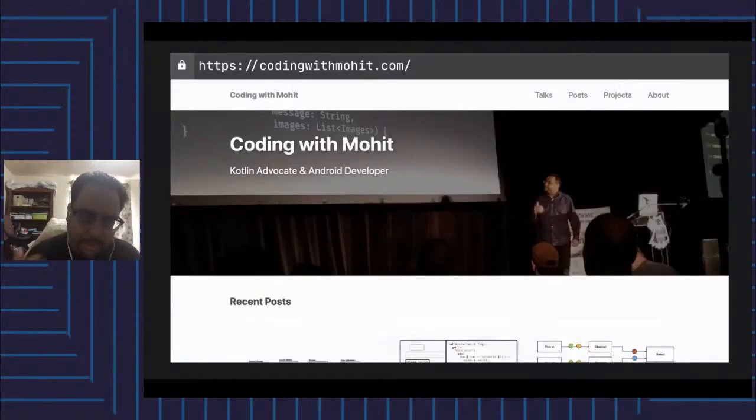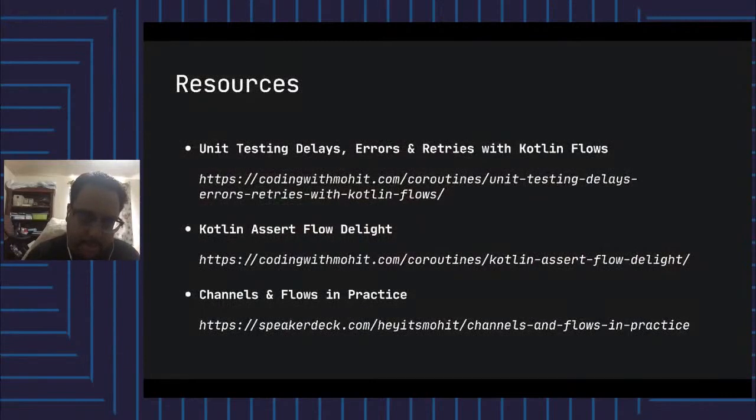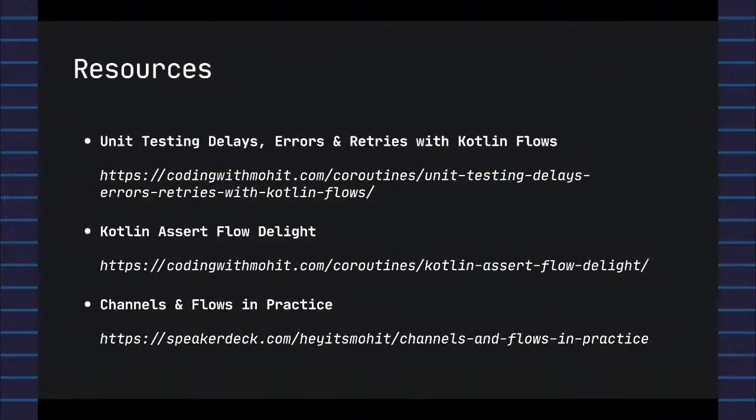I have a website, codingwithmohit.com, that you could check out. I have written posts on how to test coroutines and how channels and flows work, and all that information is useful as you're writing tests for the view model that I just showed. I wrote a blog post on unit testing delays, errors, and retries, so all those things are applicable here. I also wrote a blog post called Kotlin Assert Flow Delight long ago, which is now Turbine by Square. That's the pattern that I use for asserting with flows.